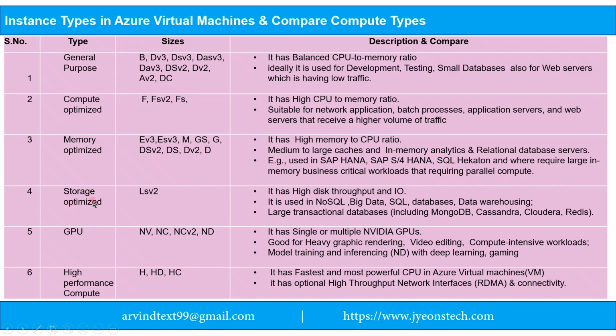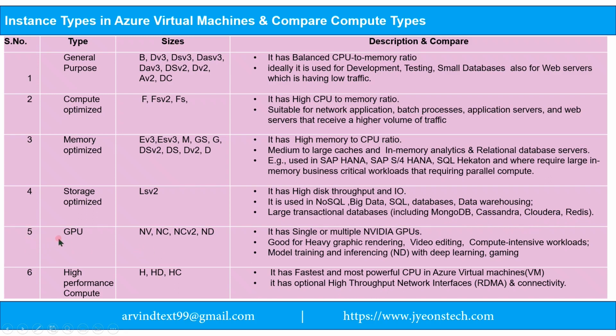Fourth is storage optimized, the Lsv2 series. It has high disk throughput and IO. It is used in NoSQL, big data, SQL databases and data warehousing. It handles large transactional databases including MongoDB, Cassandra, Cloudera and Redis.